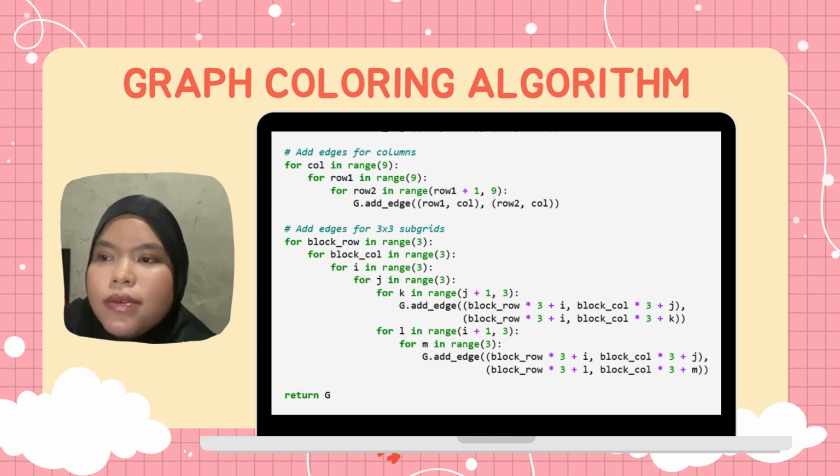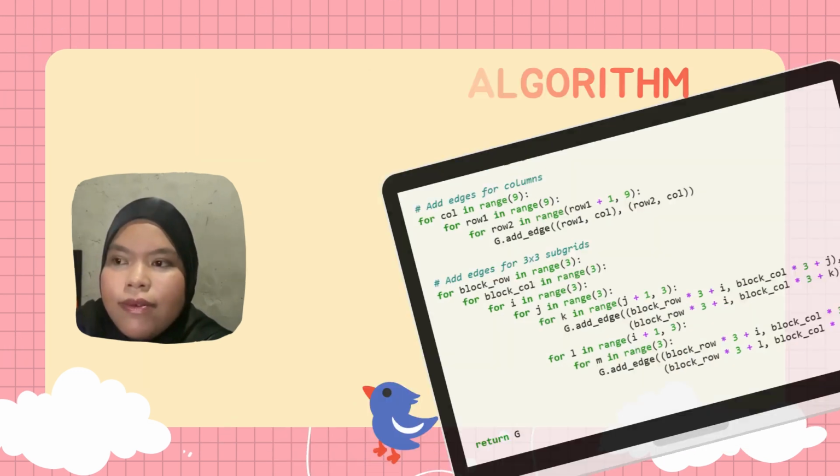So, adding edges for 3x3 subgrids. This part adds edges between all pairs of nodes in each 3x3 subgrid. It iterates each subgrid, particularly by block row and block column. Within each subgrid, it adds edges for pairs of nodes in the same row and in different rows. Next, the function returns the created graph.